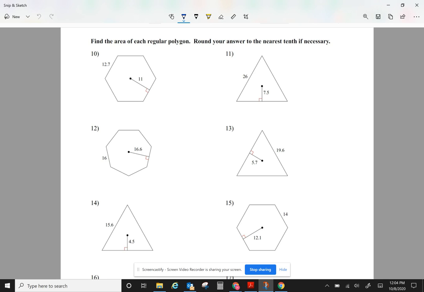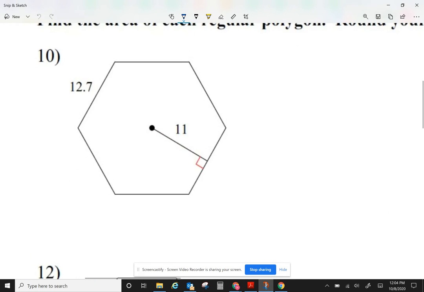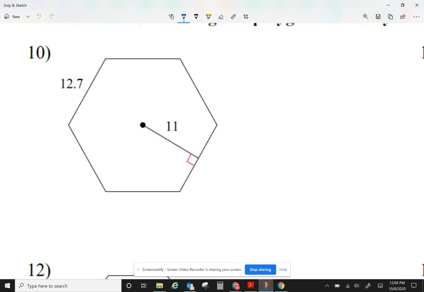Okay, so now we're going to be looking at the area of polygons. I'm going to call this regular polygons, and what I mean by that is that all the sides on the outside are the same length. So looking at question number 10, I'm just going to say this side right here, and I'm going to write it down, is 12.7. And why do I know that? Because every side on the outside is the same length.